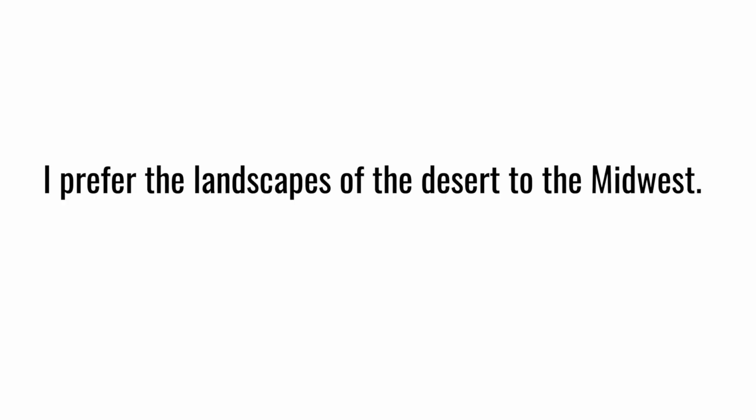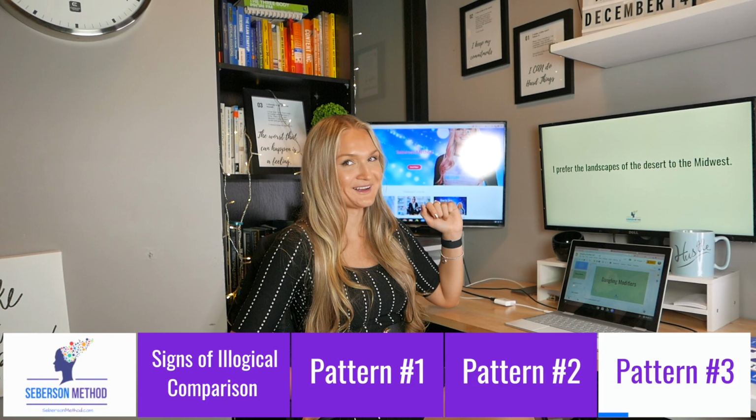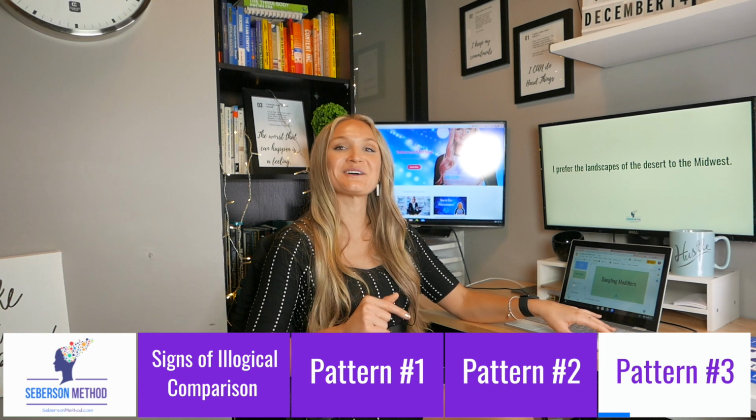Here's what you'll do. You will be using a pronoun. I prefer the landscapes, which is a plural noun. Therefore, you're going to use a plural pronoun. I prefer the landscapes of the desert to those of the Midwest. If you're shocked, you're not alone. But this is exactly how you should be doing this.